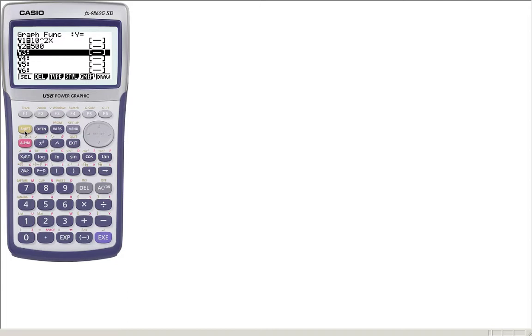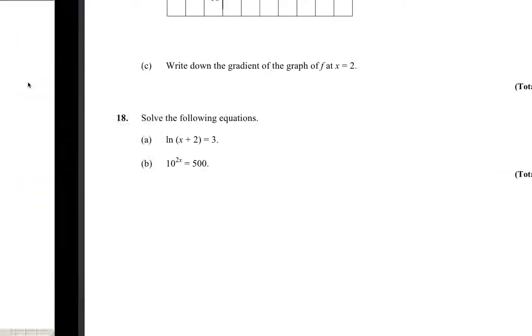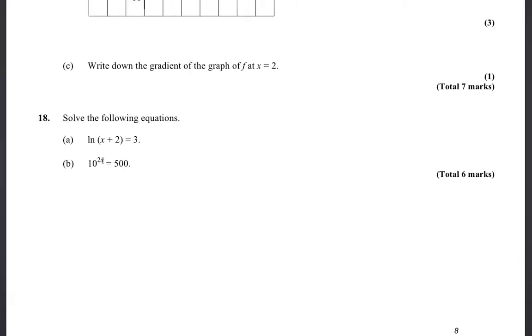So let us change the scale on the y-axis. So Shift Window, I'll make it, let us say, 500 or 600. Okay, now you can see both of them intersect, and when I find the point of intersection, you can see that x is 5, which is incorrect, isn't it? If x is 5, that means the power will be 10. So are we saying 10 power 10 is 500?